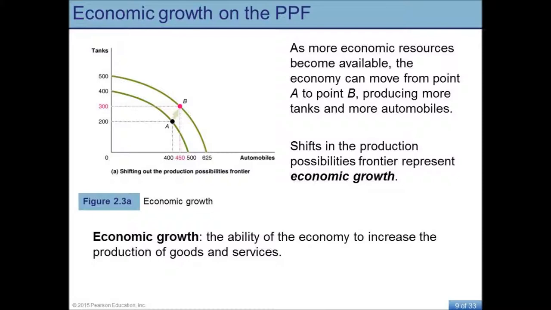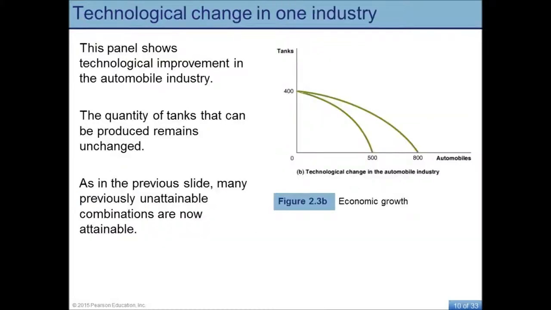Going to slide 10, we see where the technological change is only in one industry. So here, our maximum point of automobiles has shifted from 500 to 800, but our tanks has not shifted at all. It still remains the same 400 maximum that we can produce if we produce no automobiles. So this is an example of a possibility production frontier where the change is only in one industry.